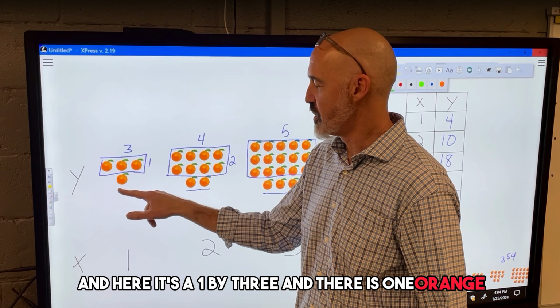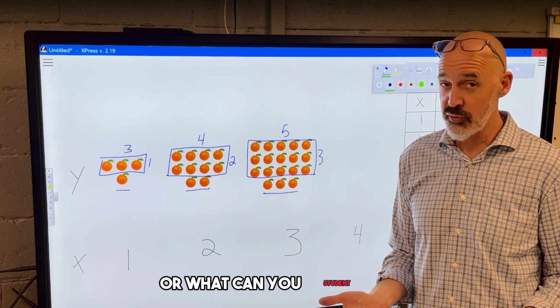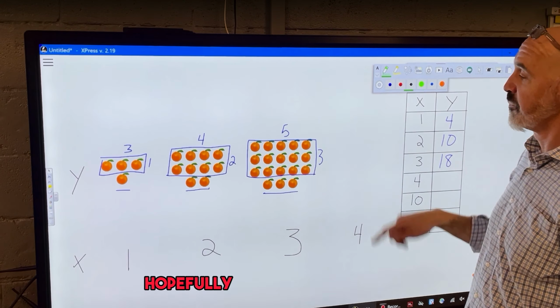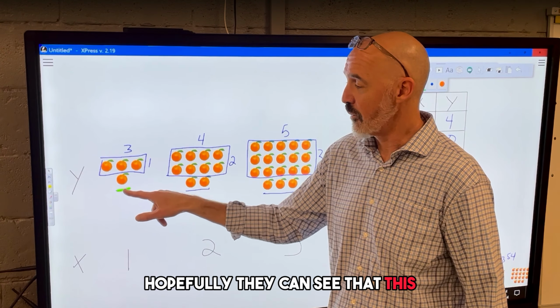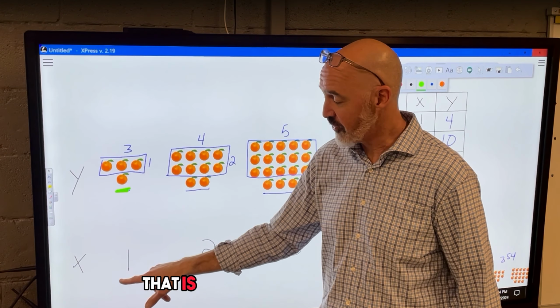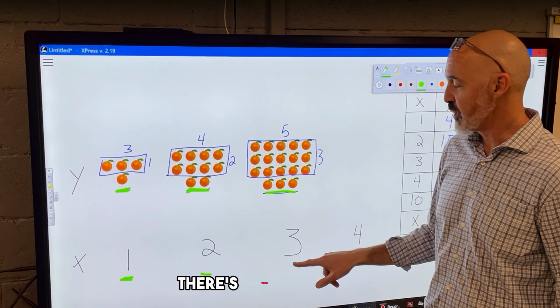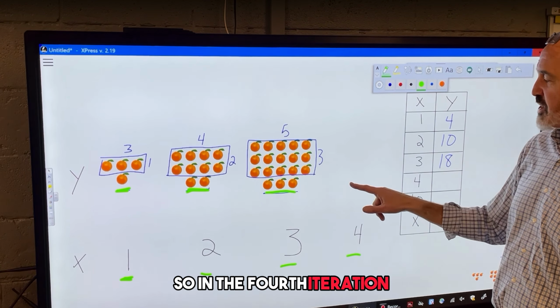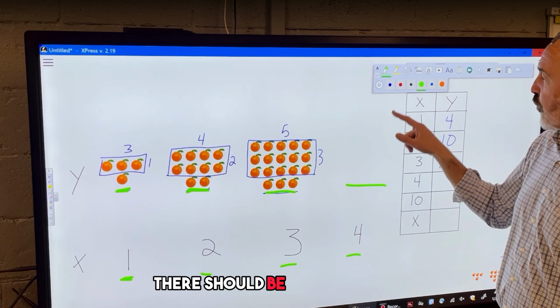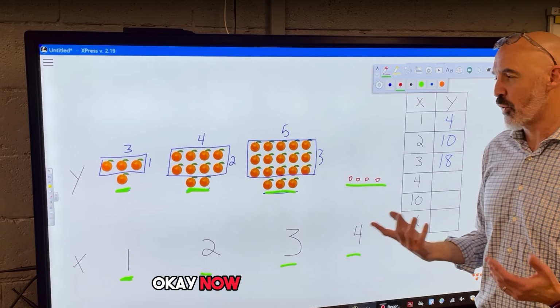And there's 1 orange. So what can you see as a student, or what can your students see? Hopefully they can see that this extra orange at the bottom, 2 and 3, is the iteration number, right? There's 2 in the second, there's 3 in the third. So in the fourth iteration, there should be 4 oranges.